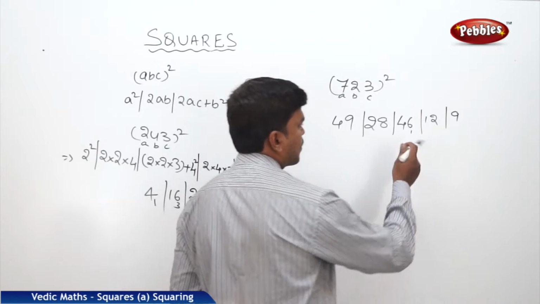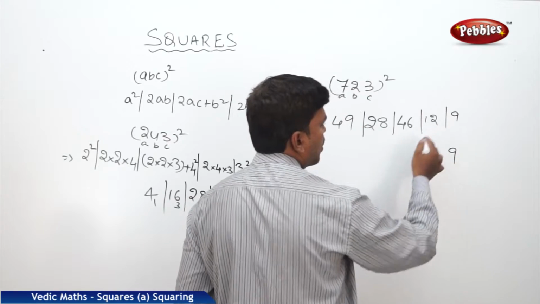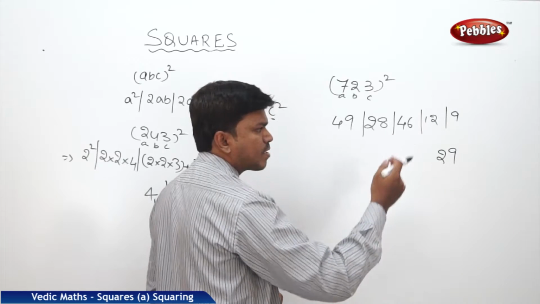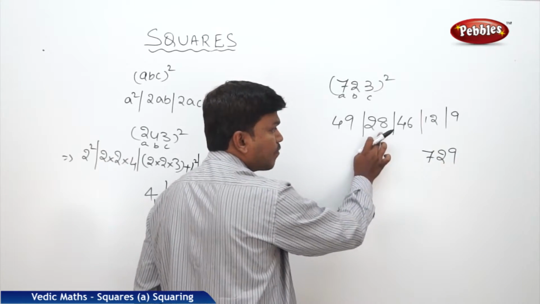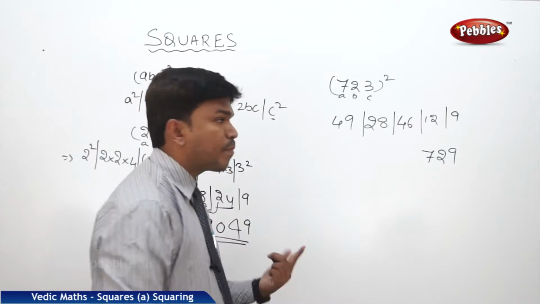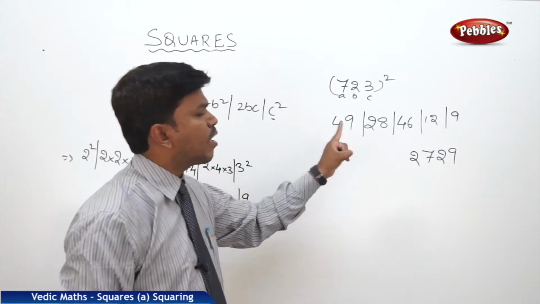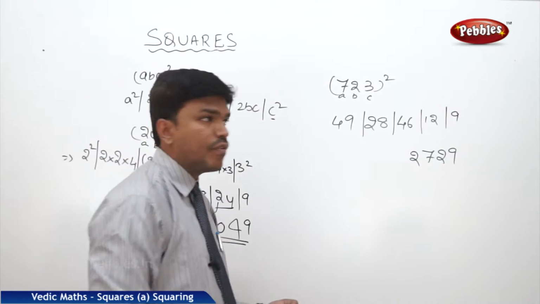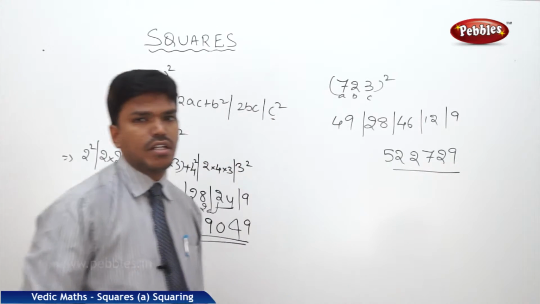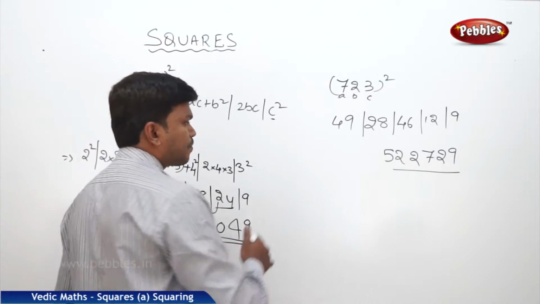Start from the right side. There is only a single digit, just drop it as it is. In 12, what is the ones place digit? 2, and carry 1 to the next number. 46 plus 1, 47. In 47, I am dropping 7 and carrying 4 to the next answer. 28 plus 4, 32. In 32, I am dropping 2 and carrying 3 to the next number. So 49 plus 3. What is 49 plus 3? 52. So what is your answer? 52279. And yes, finally we'll take one more example.